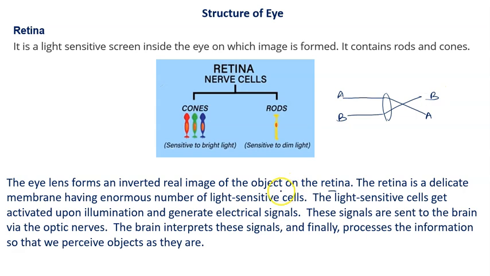The retina is a delicate membrane having an enormous number of light sensitive cells. The light sensitive cells get activated upon illumination and generate electrical signals. These signals are sent to the brain via the optic nerve. The brain interprets these signals and finally processes the information so that we perceive objects as they are.